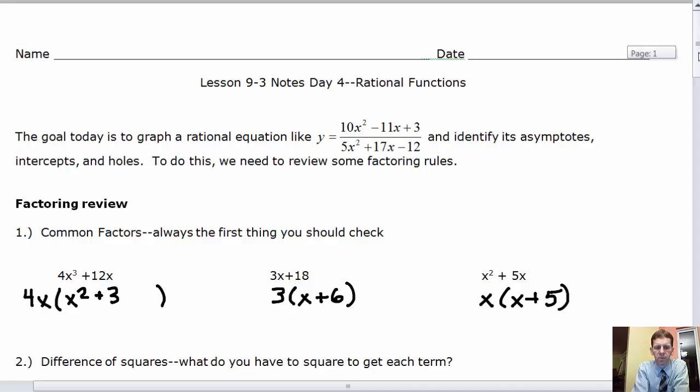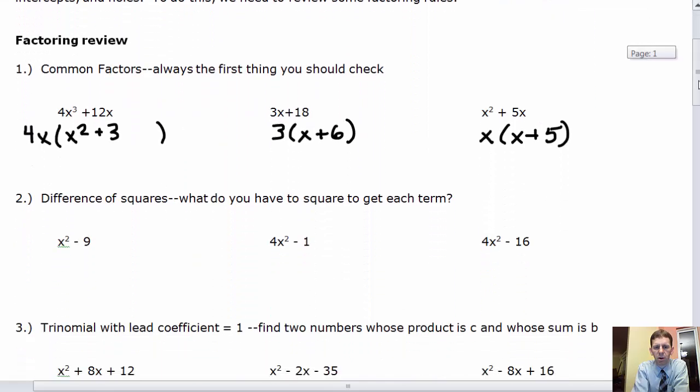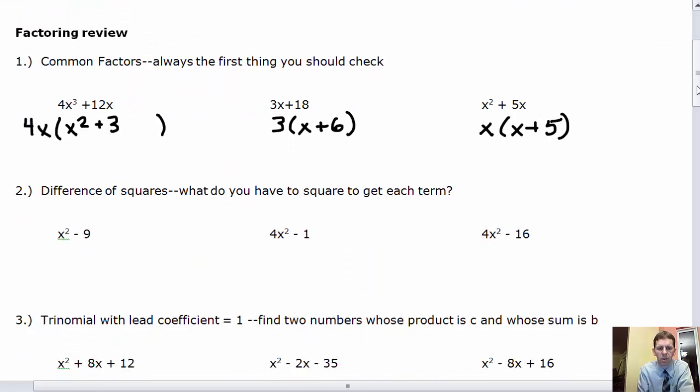The second rule we're going to look at is factoring by a difference of squares, thinking about what do you have to square to get each term. For example, with x squared minus 9, x squared is obviously what we get when we square x. 9 is what we get when we square the number 3. So it's sort of like we have x squared minus 3 squared.